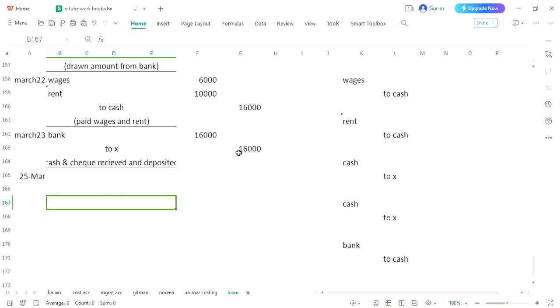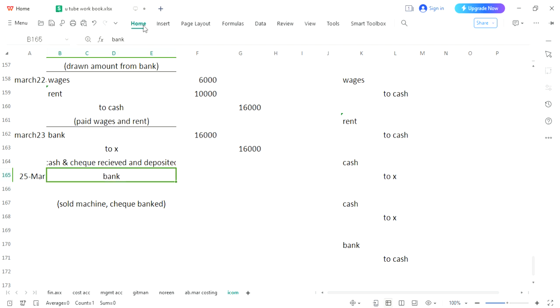First we will write the narration: sold machinery, cash or check banked. It means machine is going out, received check, and that check was immediately deposited into the bank. So ultimately the amount present in your bank account has been increased. Increase in bank means increase in asset. Increase in asset should be debited, so you will debit the bank account. Bank would be written on the debit side because the amount has been increased in your bank.